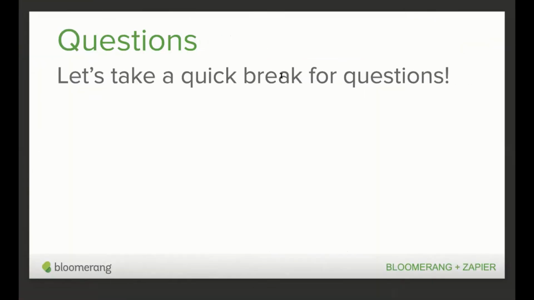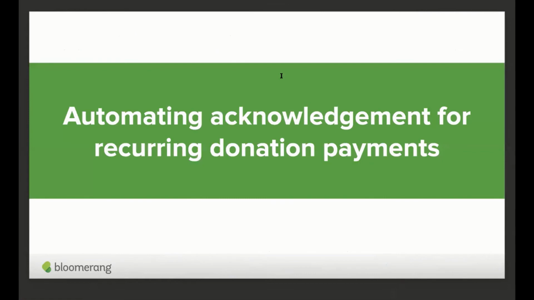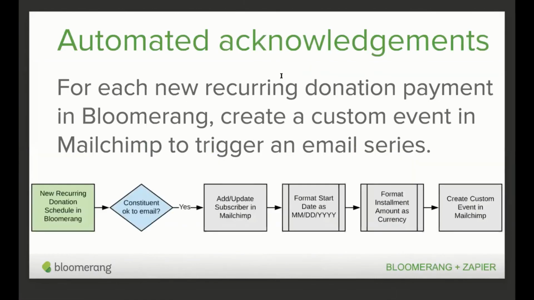Great, thanks, Jessie. So stewarding recurring donors is only part of the equation. We can also use a similar workflow between Bloomerang and Mailchimp to automate acknowledgements to recurring donors for each installment or payment they make toward that recurring donation schedule. This can save a significant amount of time for your organization if recurring donations are a large part of your fundraising stream. So in this use case, we will create a custom event on a subscriber in Mailchimp for each new recurring donation payment. And that event will trigger a single email acknowledgement to the donor.